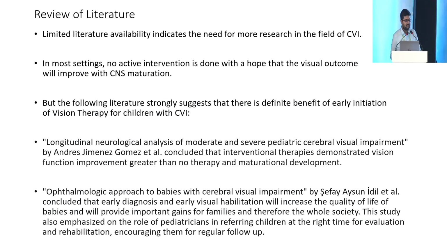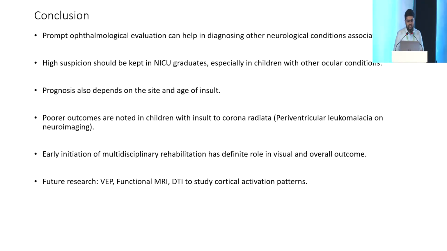There is limited literature available on research for CVI. In most places there's no specific treatment given for CVI, and doctors usually wait for CNS maturation, and they say that it will improve as the child grows older. But literature has shown that there is significant improvement if early vision therapy is started in these children. The role of the pediatrician also cannot be neglected in sending the patient to a pediatric ophthalmologist as early as possible. Prompt ophthalmological evaluation can help in diagnosing other neurological conditions associated with CVI.